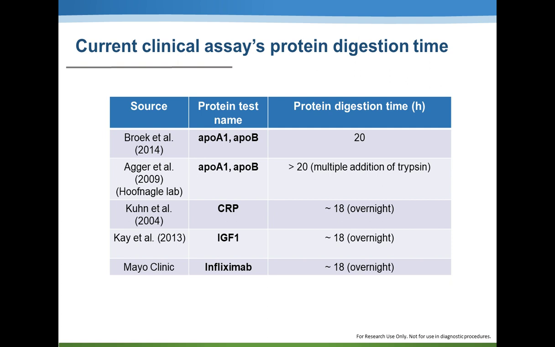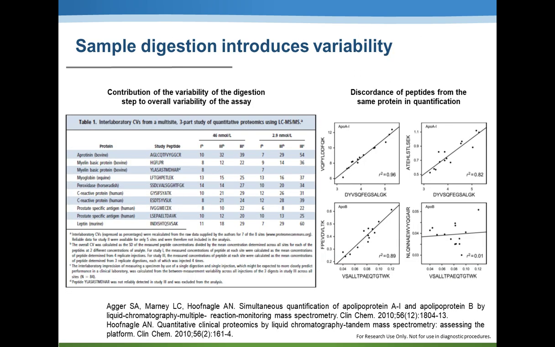So in this table, I summarize a couple of examples of the protein digestion time in published or existing clinical assays. ApoA1 and ApoB take around 20 hours. The second example is from Dr. Hoofnagle's lab in Seattle, which included multiple additions of trypsin. CRP and HF1 are both overnight, and the infliximab assay from Mayo Clinic is also very long, requiring 18-hour digestion. If you are in a lab doing high-volume testing, too long a digestion time is going to lower your throughput, and it also causes problems in scheduling your techs and your staff.